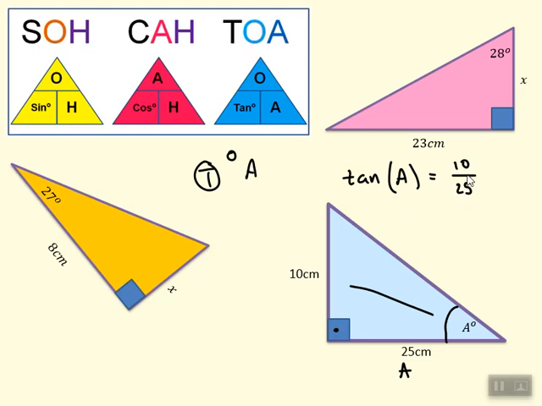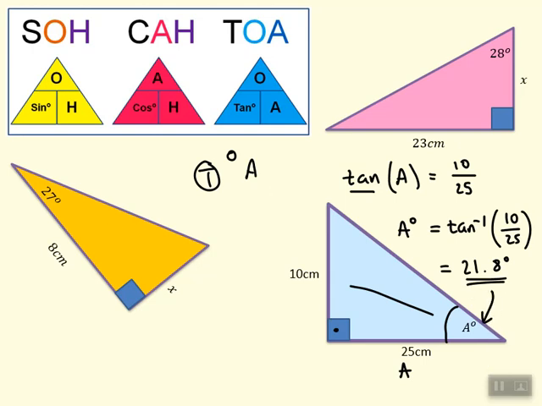Now, I'm not going to bother doing 10 divided by 25. I'm just going to go straight to the answer. So to work out the angle, I need to do the opposite of tan, which is tan to the minus 1 of the other side. So that's 10 over 25. So I'm going to have to do shift tan, 10 divided by 25, and that gives us 21.8 degrees, because remember this is an angle, so that's how big that angle is in that corner.